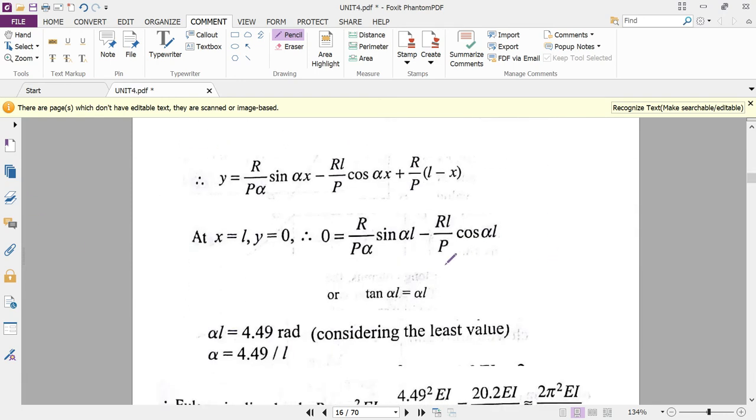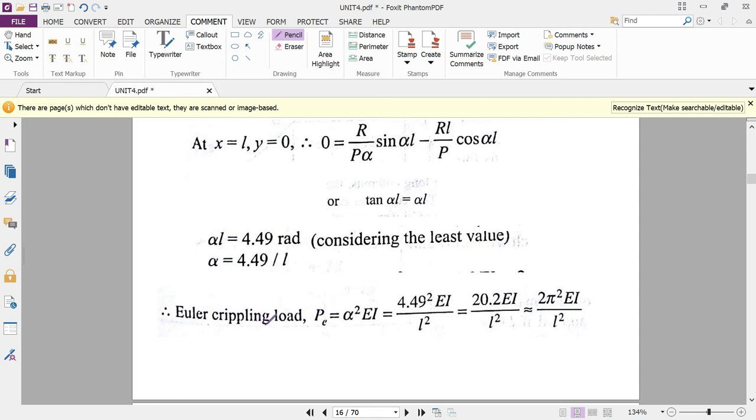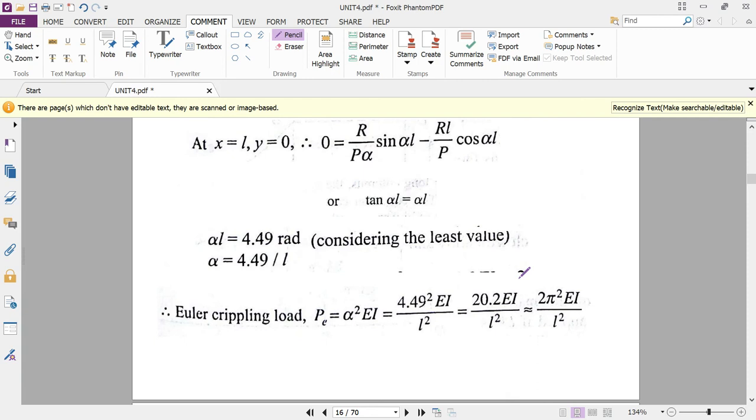Okay, so finally what we are getting is the value of alpha as 4.49 by L, and then finally the crippling load will become P is equal to alpha square EI, that is finally equal to 2 pi square EI by L square. Okay, so these are the 4 basic conditions we have seen. So you must remember at least the formula of that particular PE, the end result of the Euler crippling load, you must understand it.